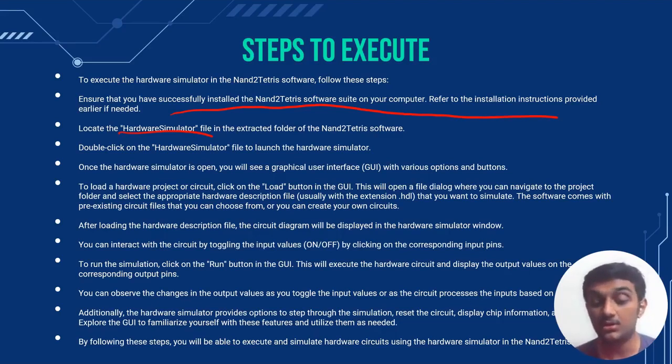Also, we have three modes: the slow, medium, and fast modes. Based on your wish, you can execute in slow mode or the fast mode for slower results and faster results respectively. You can observe the changes in the output values as you toggle the input values as the circuit processes based on the inputs provided in the VHDL file. By following these steps, we'll be able to simulate hardware circuits using the hardware simulator in NAND2TETRIS. Now let's move on to the hands-on session.